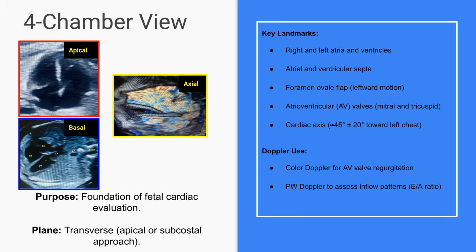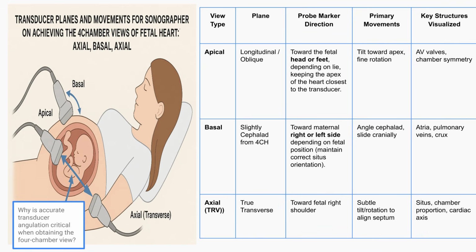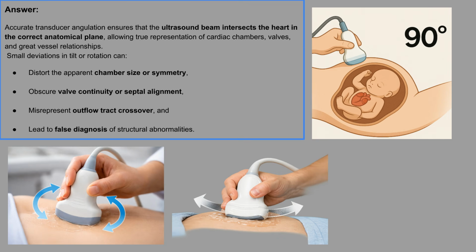Use Doppler for assessing AV valve regurgitation and inflow patterns, like the EA ratio. Achieving the correct four-chamber view requires precise transducer angulation. The image illustrates the apical, basal, and axial planes and how probe movements achieve the desired key structures. Accurate angulation is critical because small deviations can distort chamber size, obscure valve continuity, or misrepresent great vessel crossover. This can lead to false diagnoses of structural abnormalities.